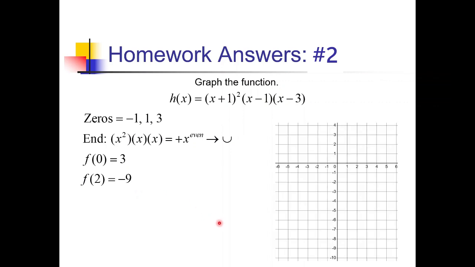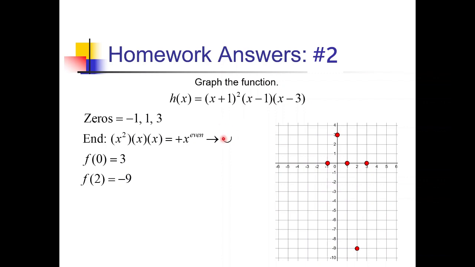Let's go ahead and graph it now. So we have our x-intercept of -1, that's our first point. Then we had 0, 3. We have an x-intercept of 1. 2, -9 will be down here. And then we have 3, 0 right there.